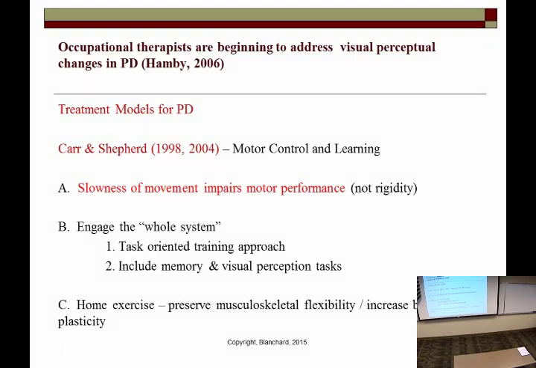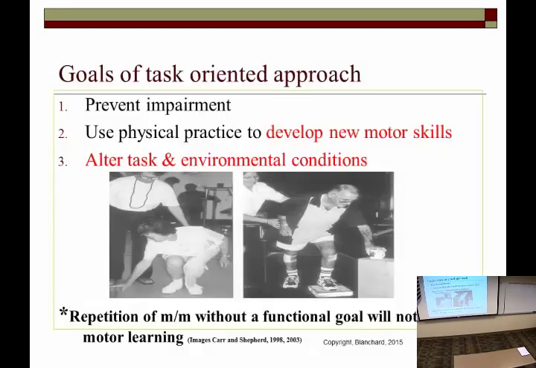It's the slowness of movement that impairs their motor performance, and they say it's not the rigidity, because they get the dopamine for the rigidity. So we need to look at how can we get them to engage their whole body in terms of moving. The more they move, the more we can engage or help to increase neuroplasticity.